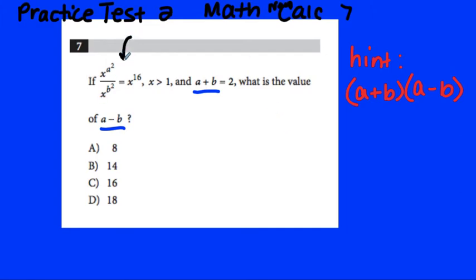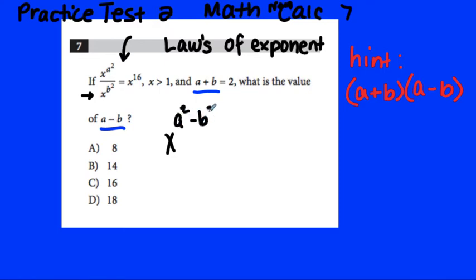The problem is they gave you this expression which deals with the laws of exponents. The laws of exponents say that when you are dividing, you can subtract the exponents. I tend to always bring the smaller number to the larger number and subtract. But if I have a fraction and I don't know their values, I'm going to bring the exponent from the bottom up to the top. So I can rewrite this as an equivalent equation: x to the a squared minus b squared equals x to the 16th.